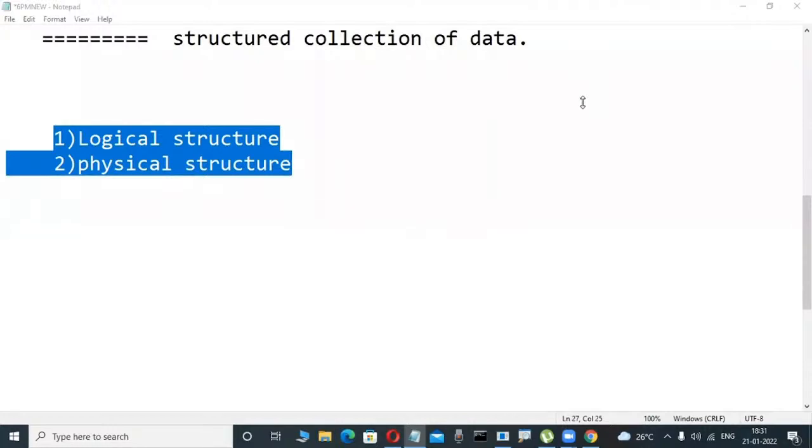And now here, what is logical structure? What is physical structure? Anybody? Okay, some fellows are telling logical structure means logical structure, physical structure means physical structure only. Okay, what is logical? What is physical? It is very easy.